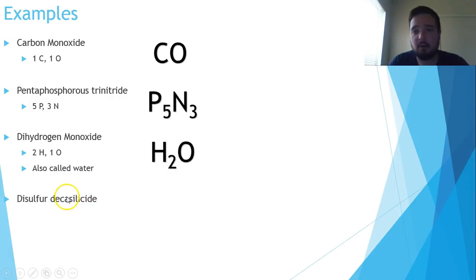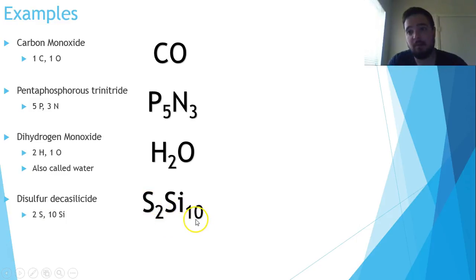Disulfur decasilicide. So di meaning 2, sulfur, so I have 2 sulfurs. Deca meaning 10. Silicide is silicon. Okay, so I have 2 sulfurs and 10 silicon atoms. So it turns out to be S2Si10. Okay, a pretty big molecule. Yes, you can make this. I'm not making it up.